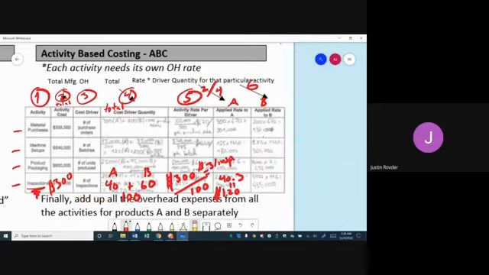Whereas B took 60 inspections, and at $3 per inspection, that's just 60 times 3, which means that B incurred $180 of overhead from inspections.